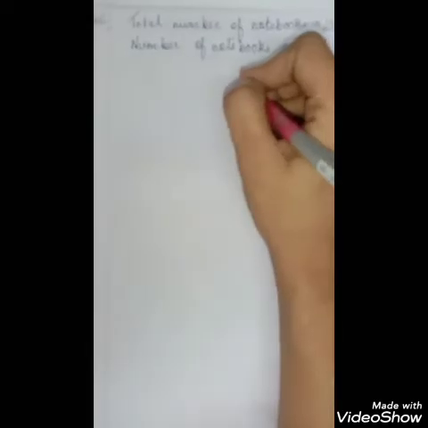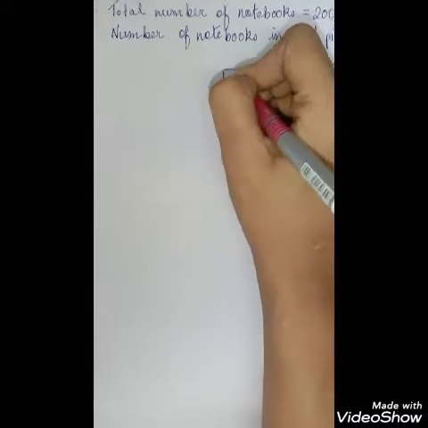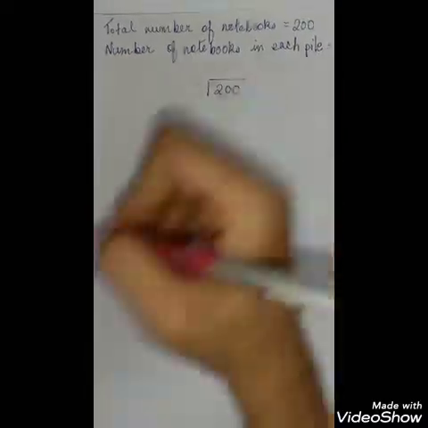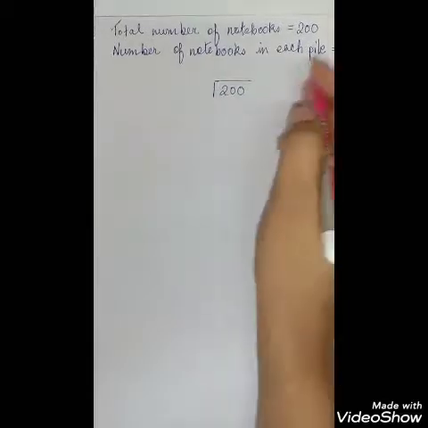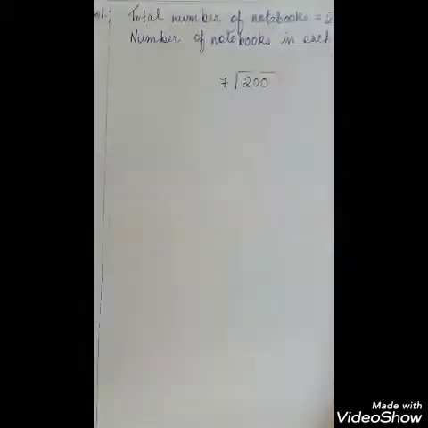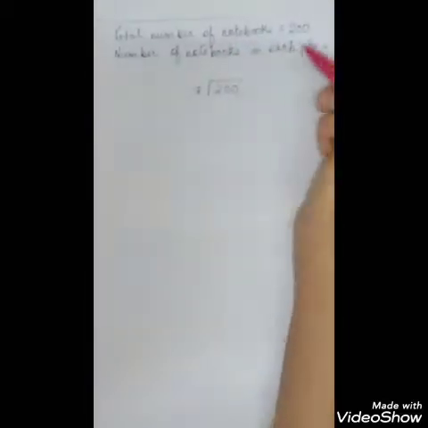So for that, what we have to do? Total number of notebooks divided by number of notebooks in each pile, that is 7. Yes, we will do division now.